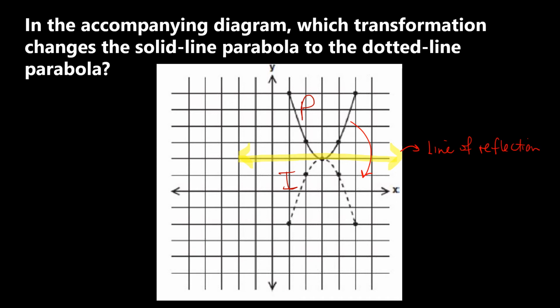The second thing that I could do is possibly rotate the parabola to the left or to the right to map that pre-image onto the image. So another way would be to rotate, or do a rotation of that figure.